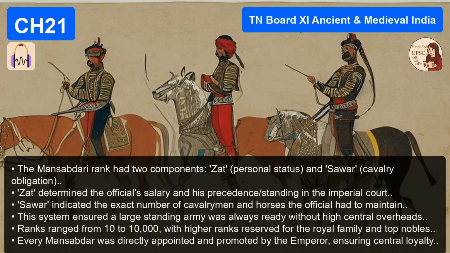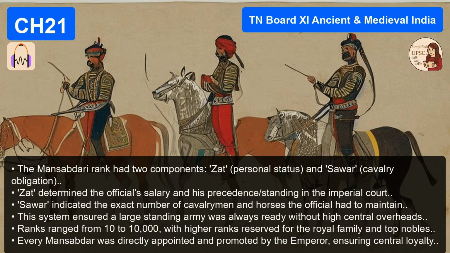It unified the civil and military administration into a single hierarchy. Every single officer of the state, from a low-level functionary to a top general, was given a rank, or a mansab. And this rank had 2 numbers attached to it, Zat and Sawar. I feel like this trips people up all the time. What is the difference? Okay, let's simplify it.